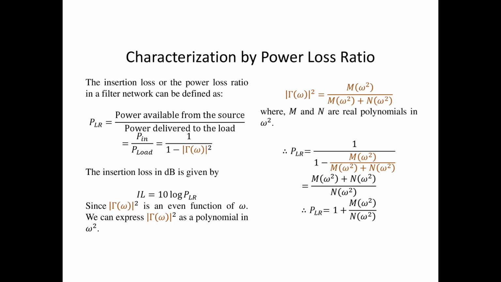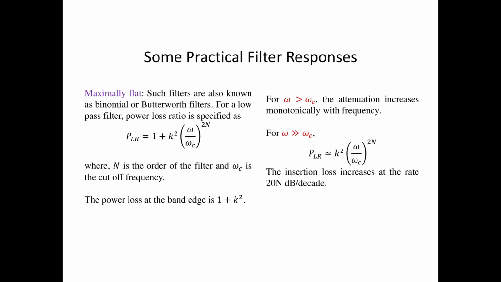Since |gamma(omega)| squared is an even function of omega, we can express gamma as a polynomial of omega squared. |Gamma(omega)| squared is equal to M(omega squared) divided by M(omega squared) plus N(omega squared). So PLR is given by 1 by 1 minus M(omega squared) by M(omega squared) plus N(omega squared), where PLR is equal to 1 plus M(omega squared) by N(omega squared).